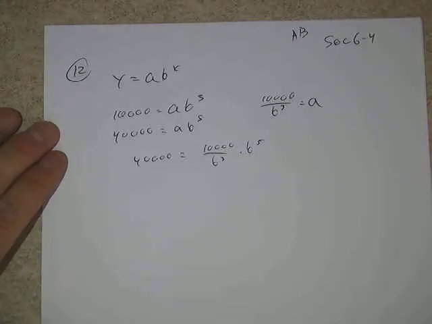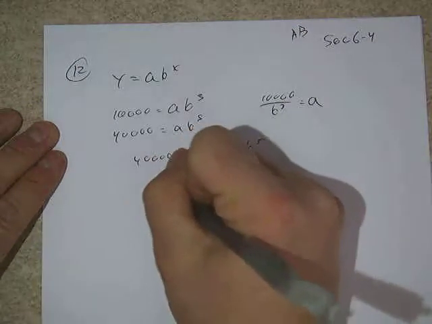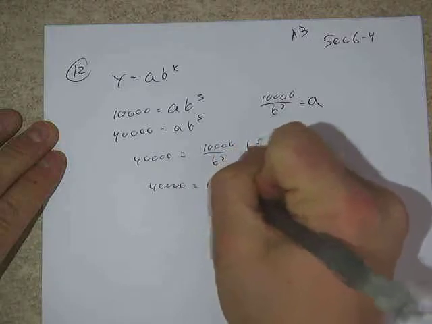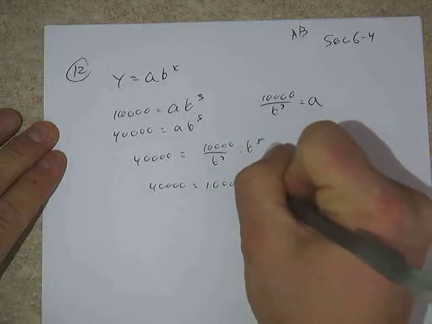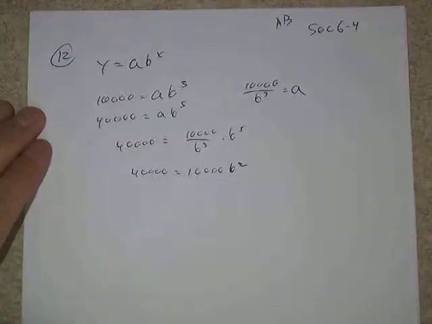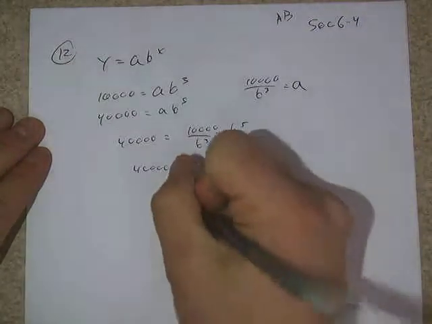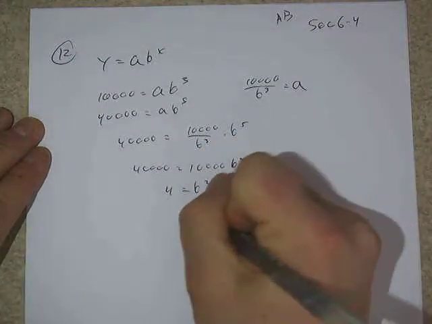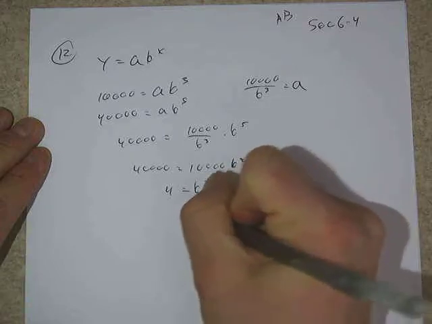So I'm going to replace the a with what a is equal to, and with that I'm going to have 40,000 equals 10,000 b squared as my new equation. And if I divide, I'm going to get 4 equals b squared, and ultimately what does b equal then?